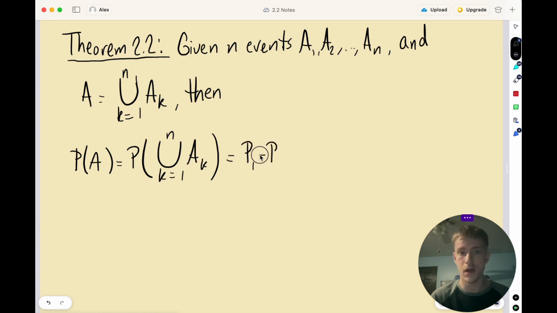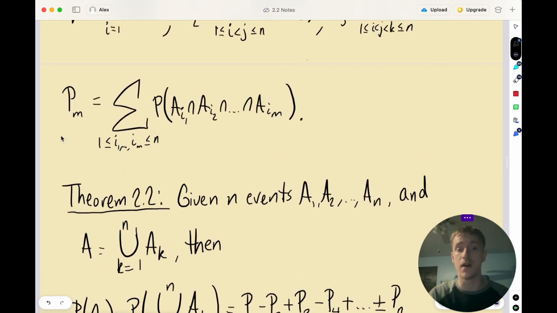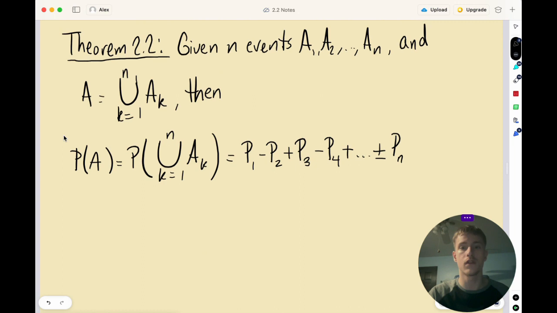P1 minus P2 plus P3 minus P4, and so on and so forth until you're finally adding or subtracting the last one. And since it's either positive or negative, we're just going to put a plus or a minus here, P sub n. Where P sub m is exactly as I defined it above. m indicates the number of events that you're intersecting, and you're adding all the possible m-tuple intersections.